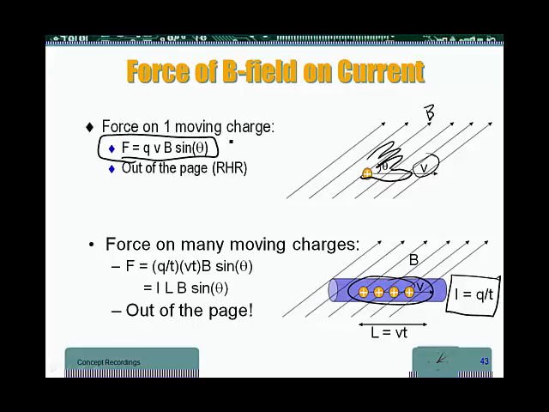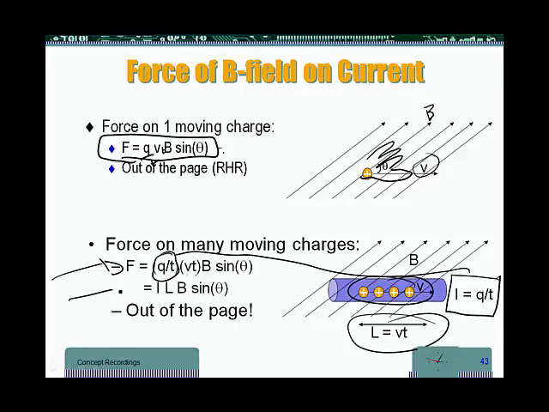So my equation that we see there, if we divide it by T and multiply by T, we can always multiply and divide by anything we want to. So my equation would look more like this. And that Q over T is actually the current that we see here. V times T, speed times a time, that's a distance. In this particular case, that would be the length of the wire. So my equation becomes ILB sine of theta.